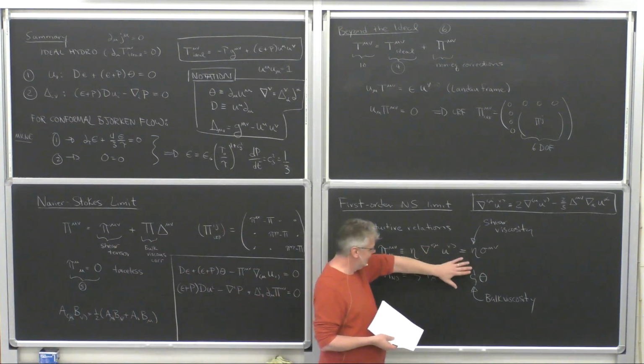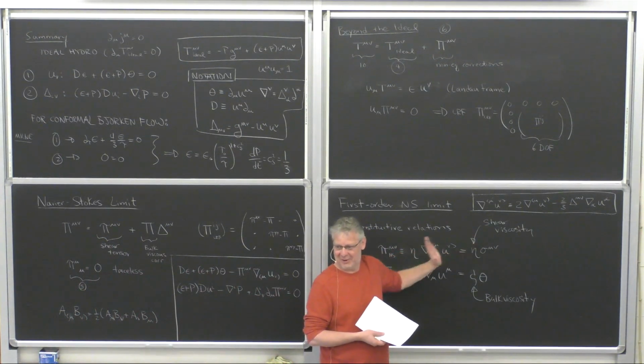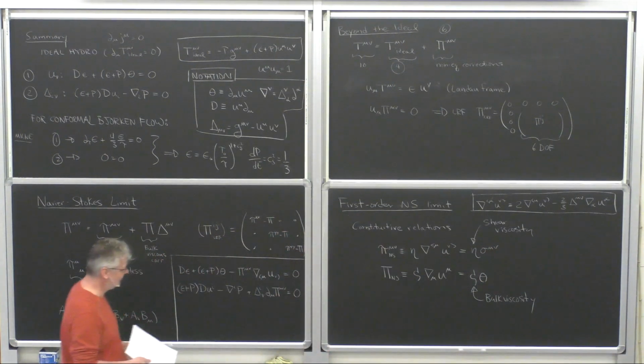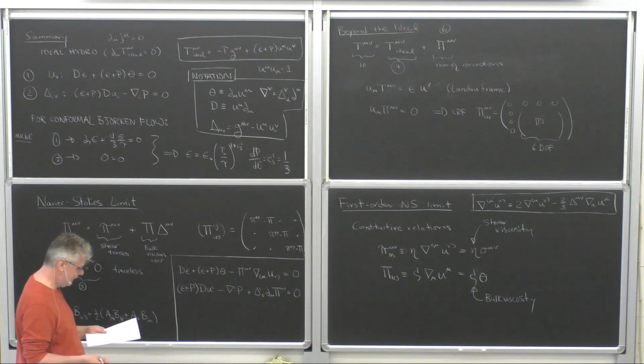And these are only the first two transport coefficients. In general, there's a lot of transport coefficients hiding. These are just the first two that pop up at first order in the Navier-Stokes limit.